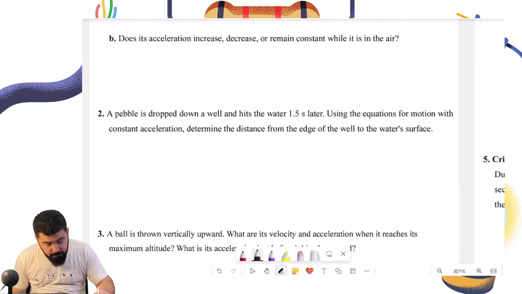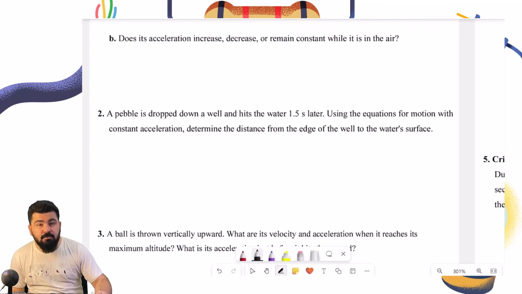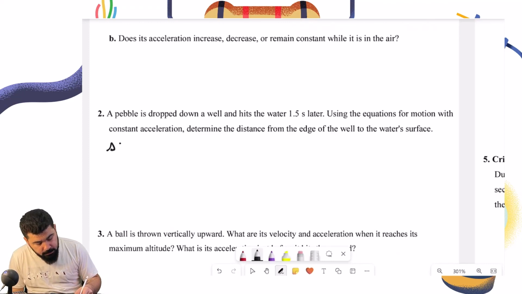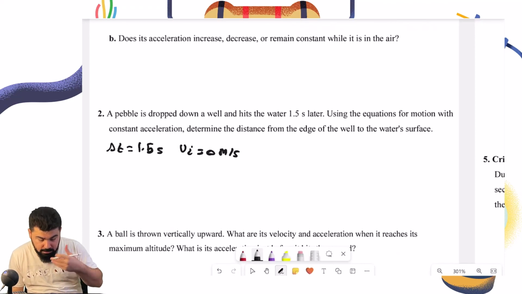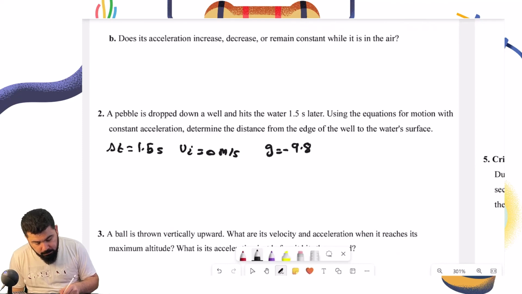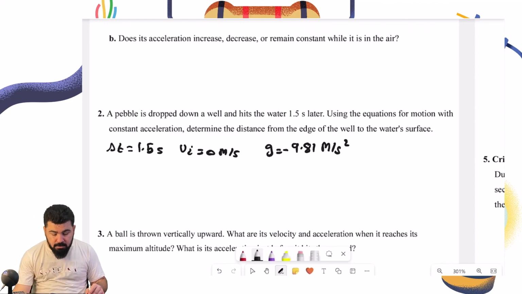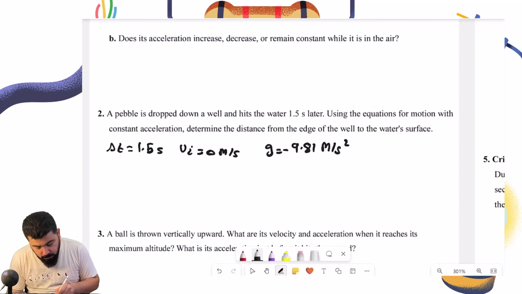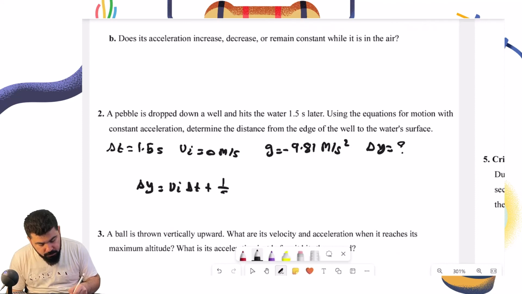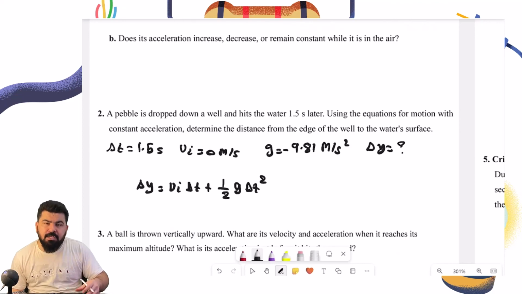Okay, we have question 2. It says a pebble is dropped down a well and it hits the water 1.5 seconds later. So we know delta t is equal to 1.5 seconds. V initial is equal to 0 meters per second, because it was not moving and then it started to move. G is equal to negative 9.81 meters per second squared. It says, using the equation for motion with constant acceleration, determine the distance from the edge. So delta y is equal to v initial delta t plus 1 over 2 g delta t squared. Just plug in the values and that's it.